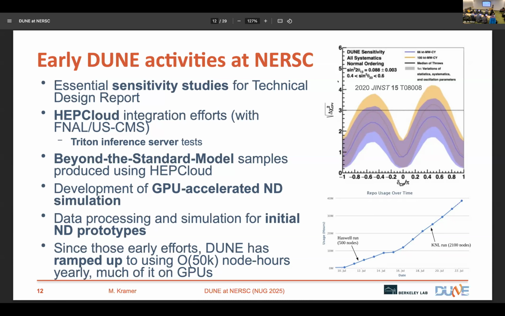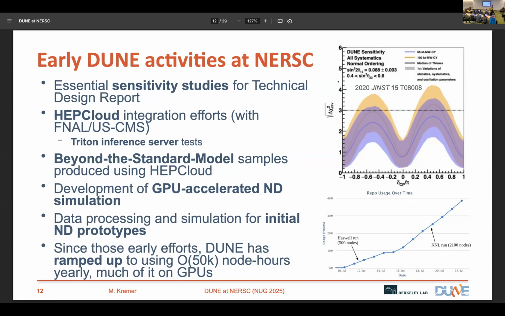There were some initial beyond the standard model simulation samples produced using this HEP Cloud technology. And another thing that I'll talk a lot about is the development of a GPU accelerated simulation for the near detector. That was all done here. The near detector prototypes, all the simulation and processing for those was done more recently here at NERSC.